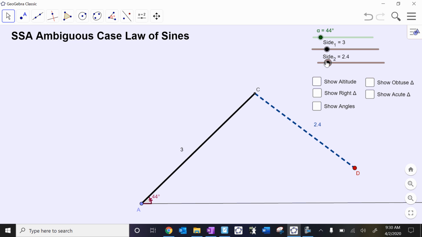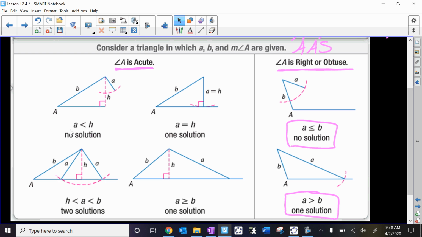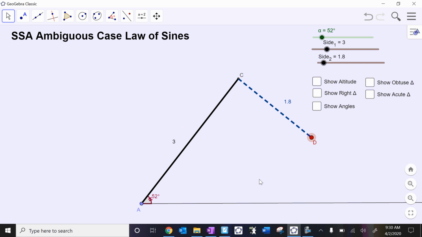I'm going to back this side length up just a little bit. Let's deal with an angle measure of, say, 52 degrees. When we go back to the chart, you can see that I'm comparing a side length A, that's the same side length. I have a side length B in some cases, and I have this H. H is considered the height of the triangle.